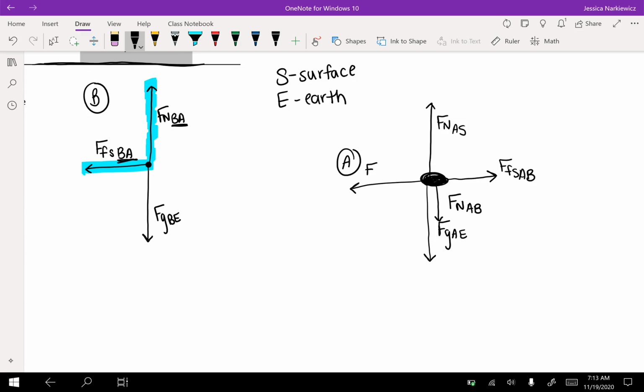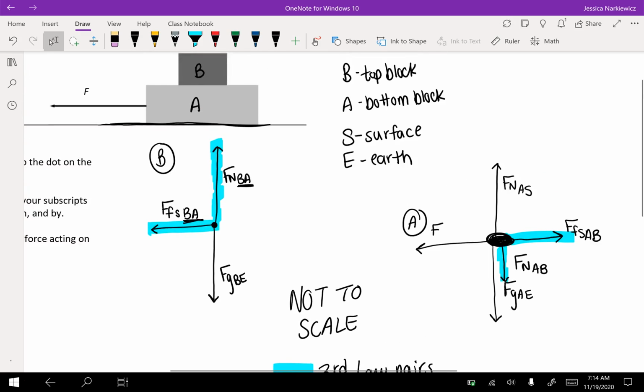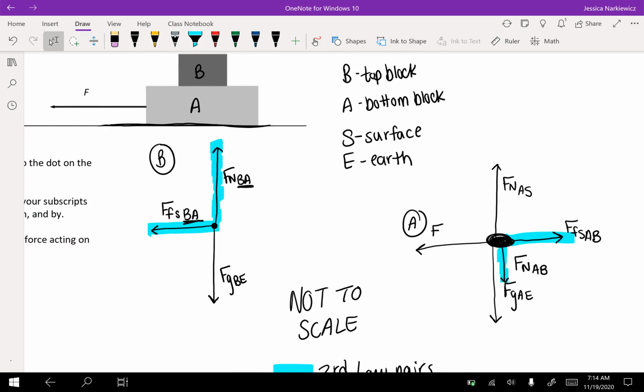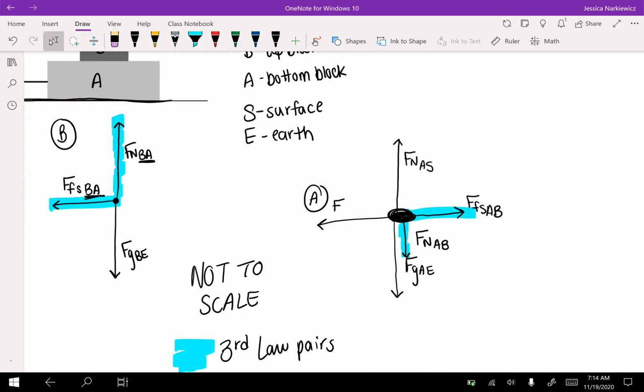Okay, so these two blue highlighted things are our Newton's third law pairs. And this is, of course, not to scale, meaning the size of my vectors doesn't matter and doesn't really represent anything. Okay, so these are third law pairs. So remember, anytime there's any interaction between two objects, if you can say that a force is acting on one object and is caused by the other, then if you're drawing a free body diagram for the second object, that force needs to have an equal force but opposite direction.